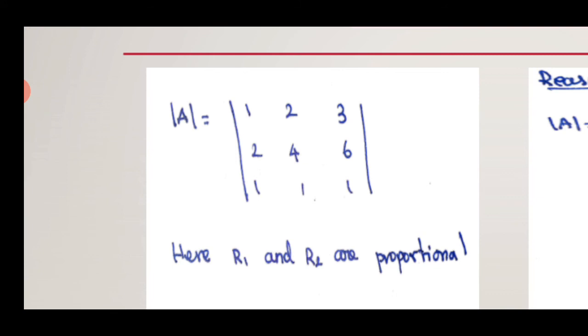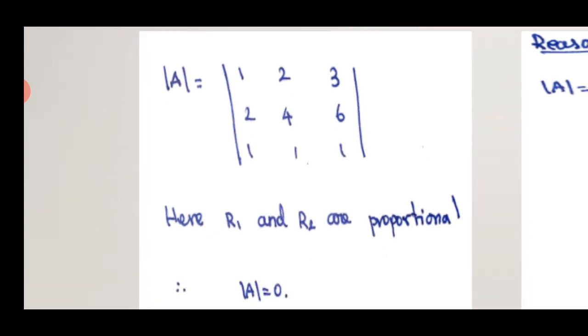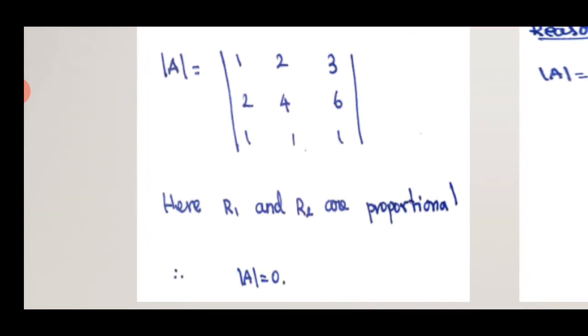Here you can see the first row we have 1, 2, 3. Now just multiply 2 with the first row. So what will you have? 2 into 1, 2, 2 into 2, 4, 2 into 3, 6. Do you see it in the second row? That's why the first row and second row are proportional. So the determinant answer is going to be 0.